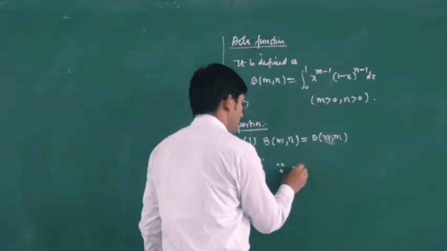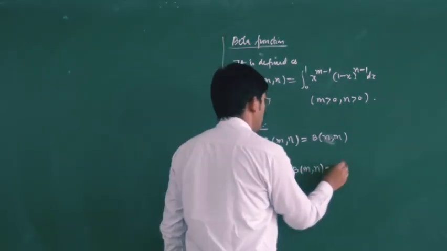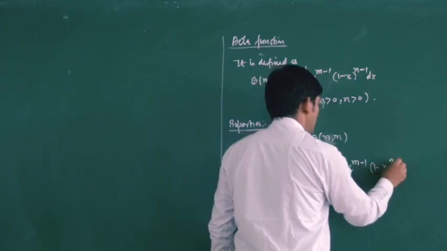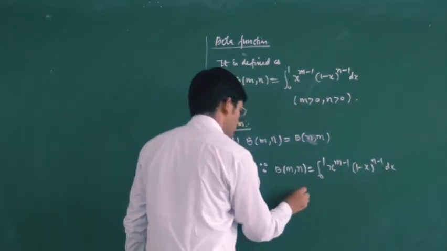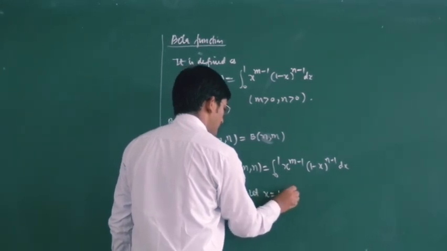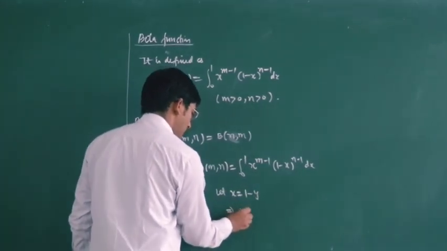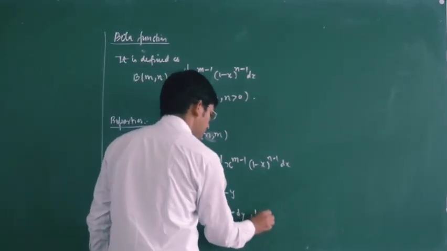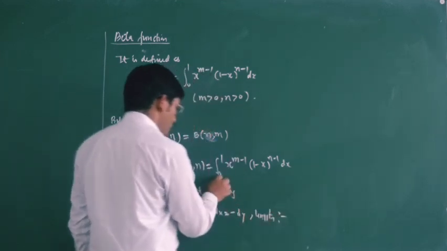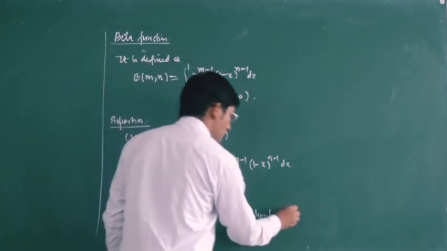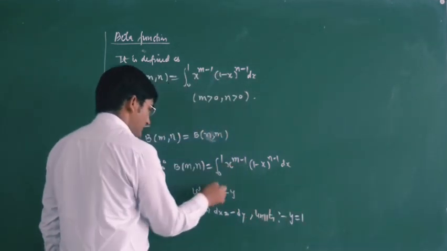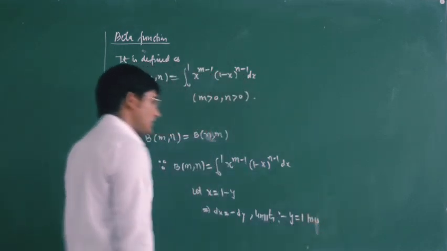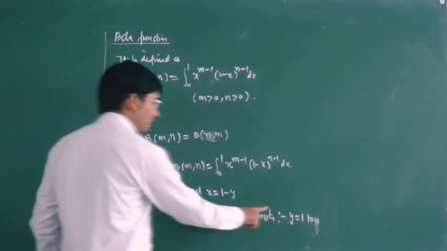Because we have beta mn is equal to integral 0 to 1 x power m minus 1 (1 minus x) power n minus 1 dx. So let us put x equal to 1 minus y. In this case we have dx equal to minus dy, and then your limits will be: if you put x equal to 0, then we will have y equal to 1, and if you put x equal to 1, then we will have y equal to 0. So the limits will be from 1 to 0.